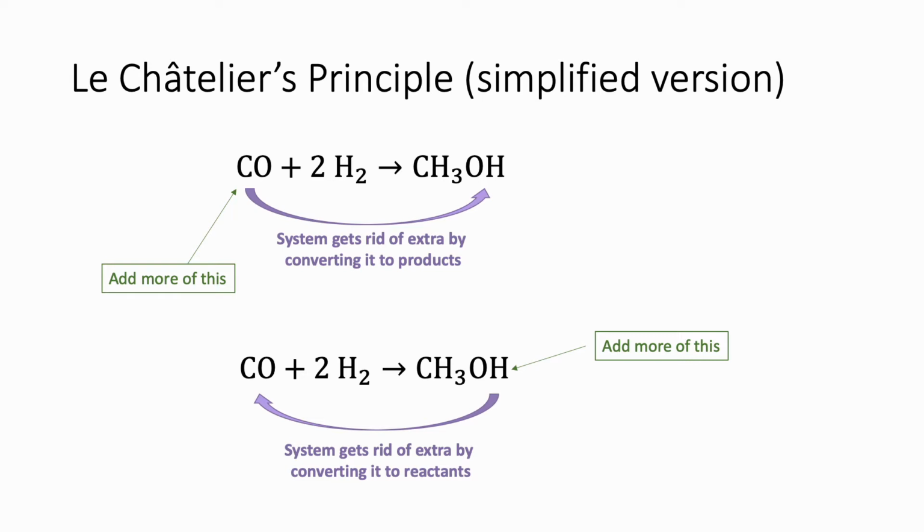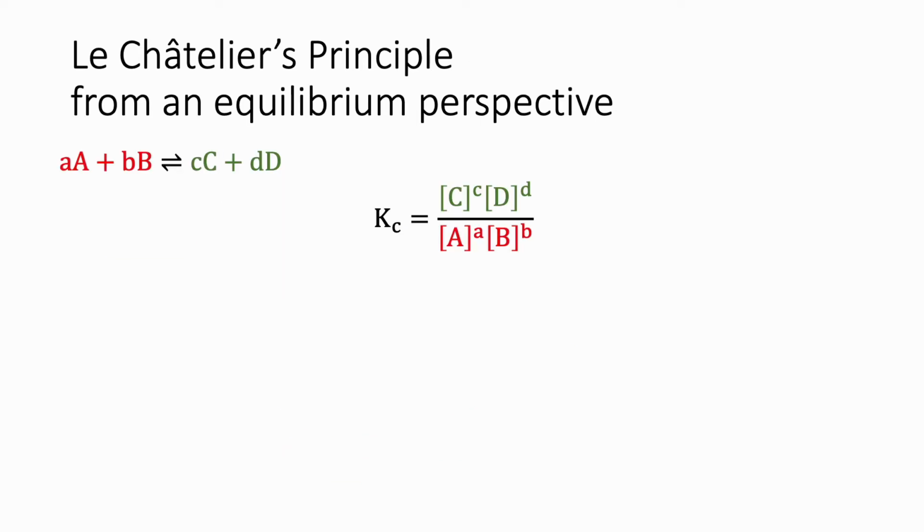Now, when I was in high school, they just said the system gets rid of the extra. What does that mean, though? I mean, it's pretty vague. So what I want to do is go through and look at Le Chatelier's principle from an equilibrium perspective. So going back to what we just talked about in terms of calculating equilibrium concentrations and equilibrium constants.